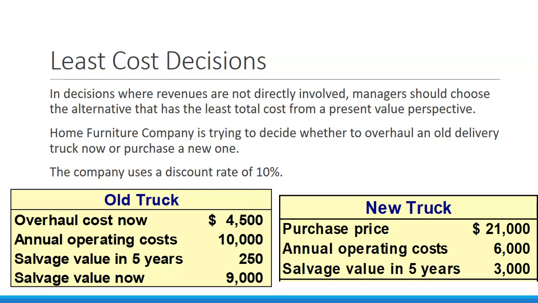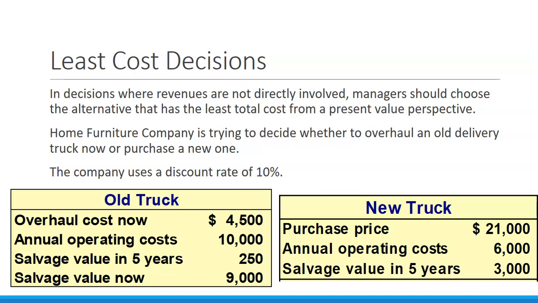Next, we're going to look at a replacement of a truck. Revenues are not directly involved, so we're going to choose the alternative that has the least total cost from a present value perspective. We're trying to decide whether we're going to repair our delivery truck or purchase a new one. If we repair the old truck, it's going to cost us $4,500. Right now, our annual operating costs are $10,000, and its salvage value in 5 years is $250. Its salvage value now is $9,000.